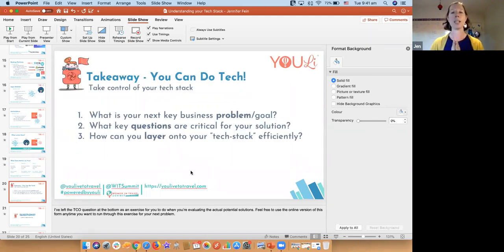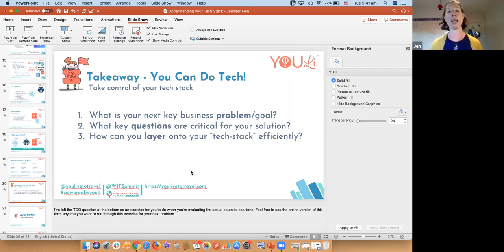So again, the takeaway that I want you to have from this presentation is that you can take control of your tech stack. You can do this. I've had so many people say to me, I'm not techie. And that's fine. You don't have to be techie. You don't have to feel like you understand what SaaS really means, but you just have to understand that you are in control of your technology.